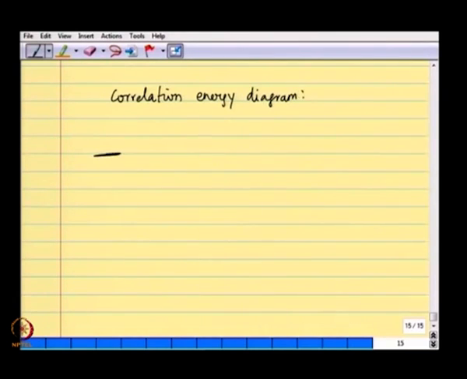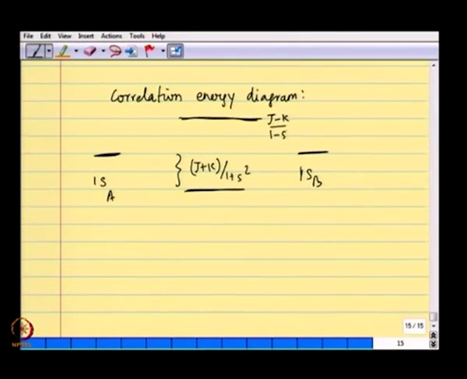Namely, if you start with the two 1s states for nucleus A and nucleus B, the symmetric combination gives rise to an energy which is, let me put it in such a way that I should be able to draw that within this screen. So, the symmetric combination, this difference in our calculation, is (J plus K) by (1 plus S squared), and the other state is (J minus K) by (1 minus S squared).